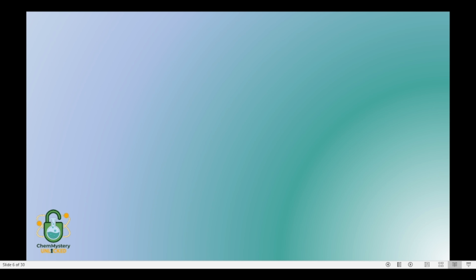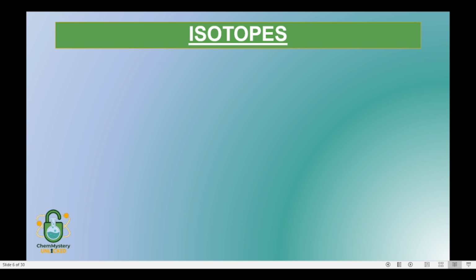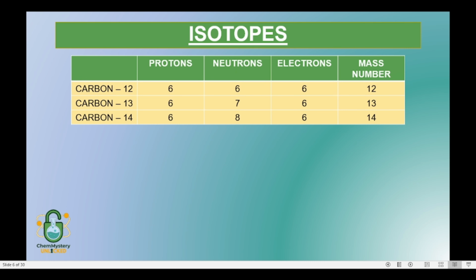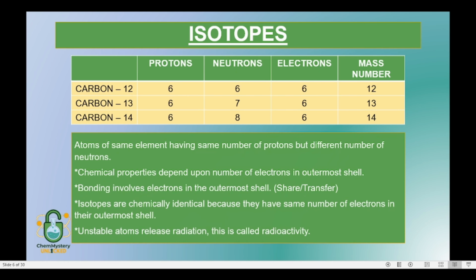Now let's move on to isotopes. What are isotopes? Isotopes are atoms of the same element having the same number of protons but a different number of neutrons. As you can see, carbon 12, carbon 13 and carbon 14. These are all the same element. Now let's move on to their proton numbers.